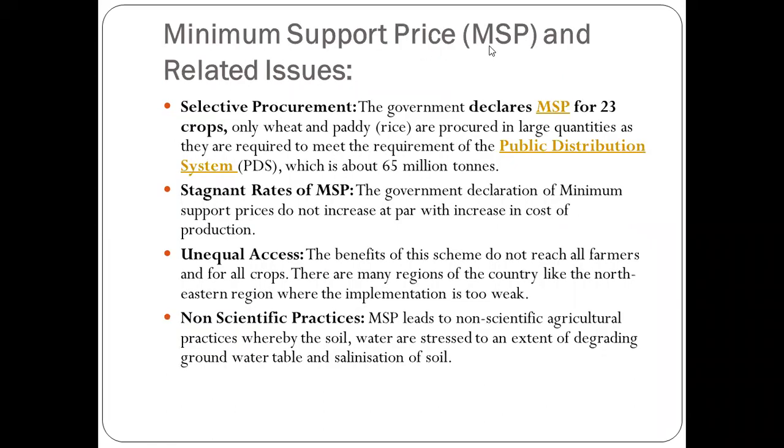Next, minimum support price and related issues. Selective procurement means the government declares MSP for 23 crops only. Wheat and paddy rice are procured in large quantity as they are required to meet the requirement of the public distribution system, which is about 65 million tons.